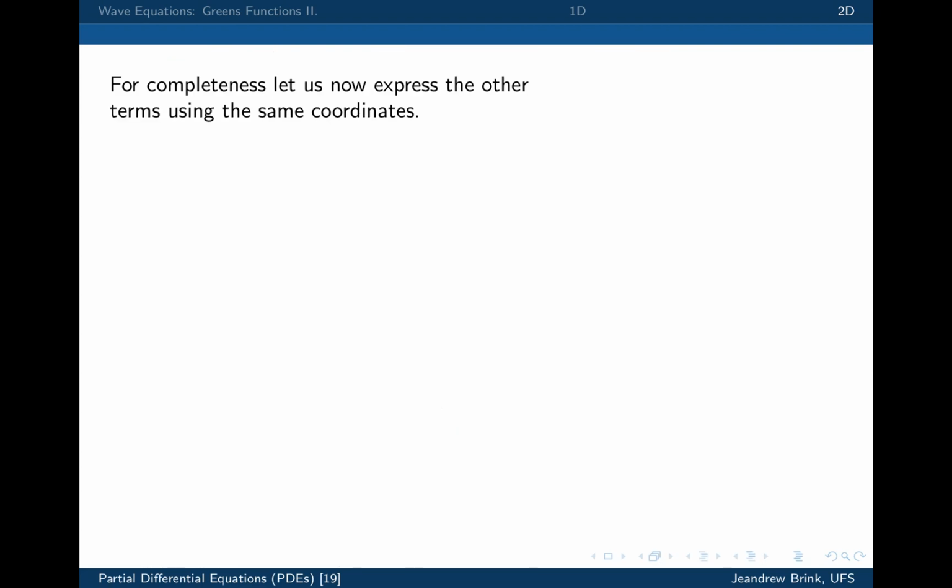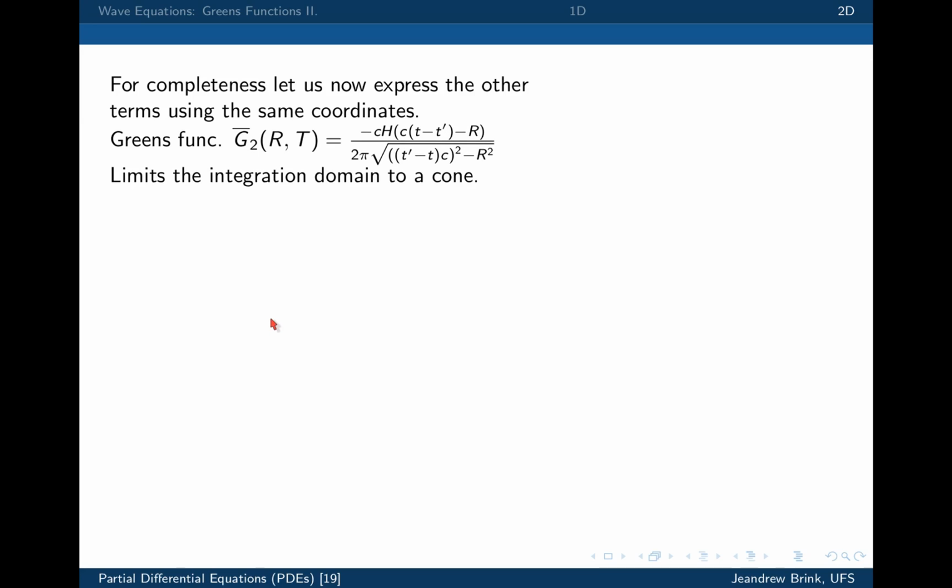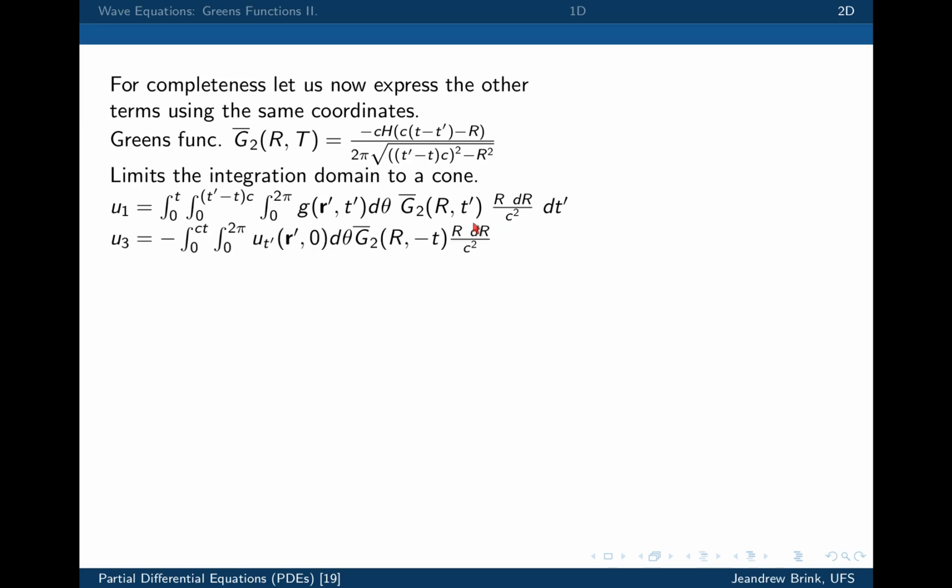Okay, just to express the other two terms, which are actually the easier ones to evaluate, in the same coordinates, we have our Green's function that limits it to the cone. We have the source term, which is basically the Green's function that looks like that. And you can show, and you have this, your other term that comes from the time derivative of ut. You have the Green's function looking like this.